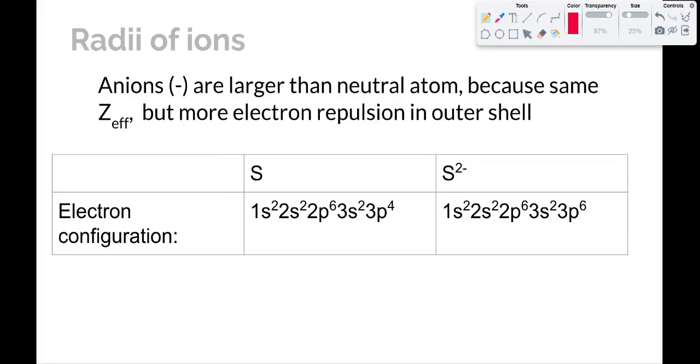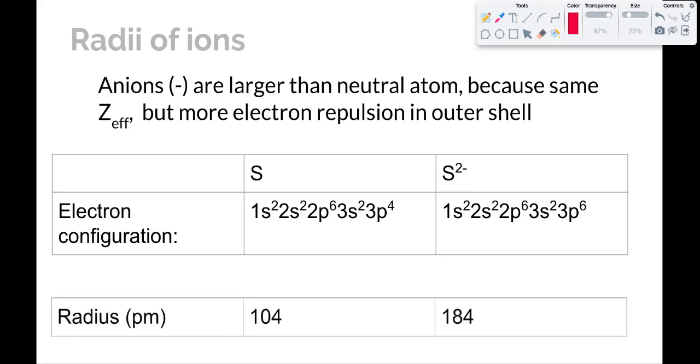Here's sulfur, for example: 1s2, 2s2, 2p6, 3s2, 3p4. It can gain 2 electrons. Its outer shell has room for 2 more electrons. When it does that, it's 1s2, 2s2, 2p6, 3s2, 3p6, which is basically the same thing as argon, except with a smaller effective nuclear charge. So it's going to be even a little bit bigger than argon. Here's the radius of both. Sulfur is 104 picometers. The sulfur 2- ion has grown to 184 picometers.